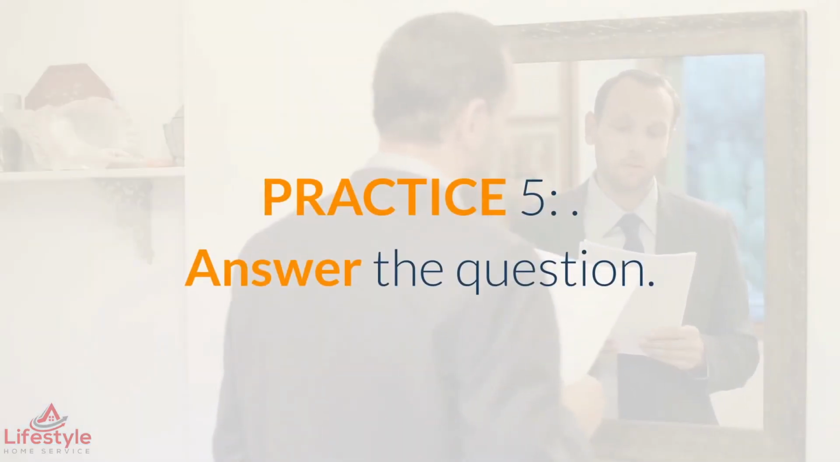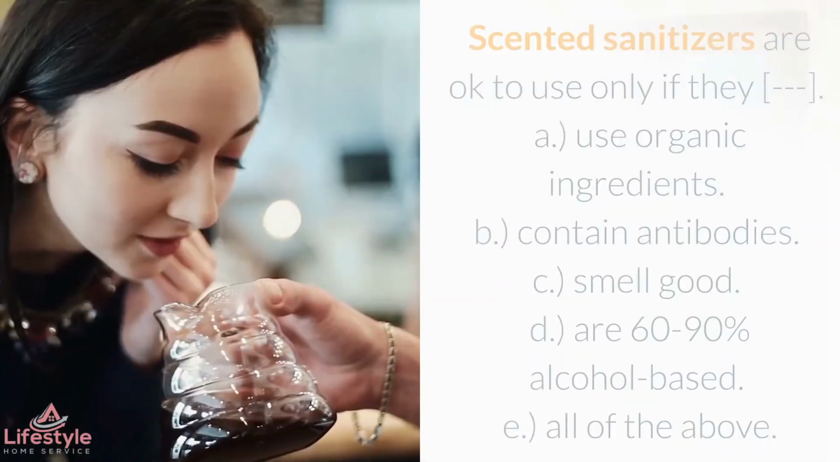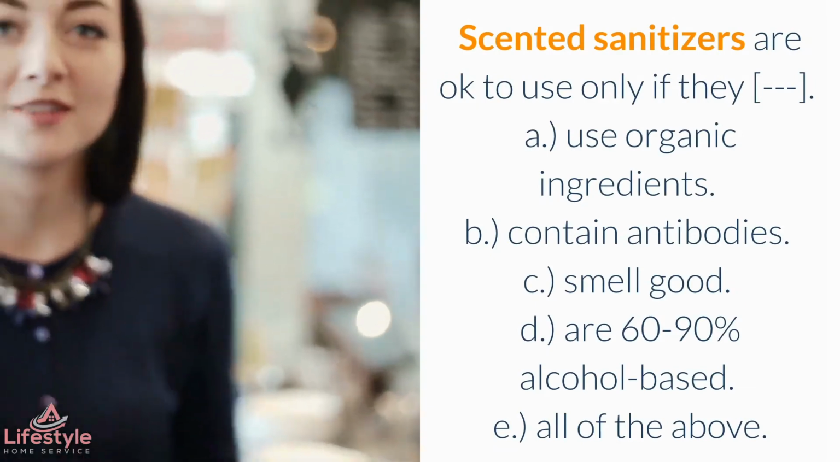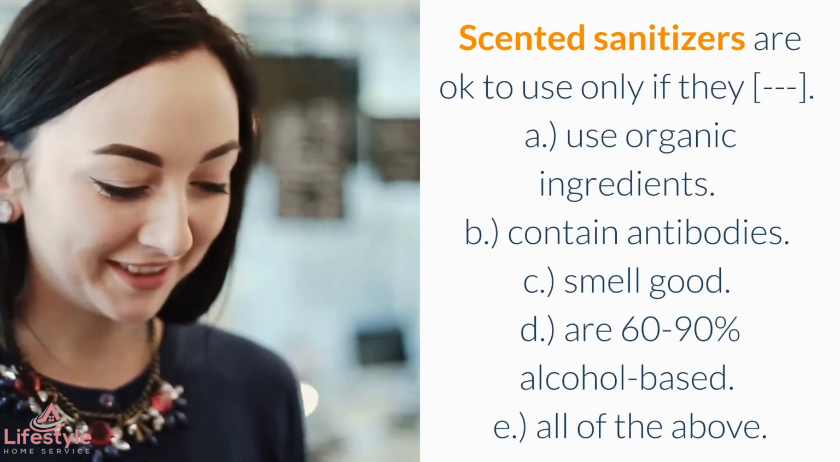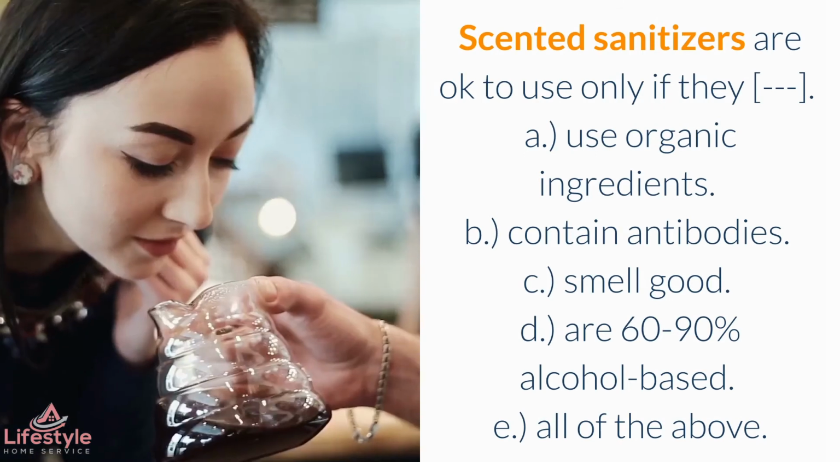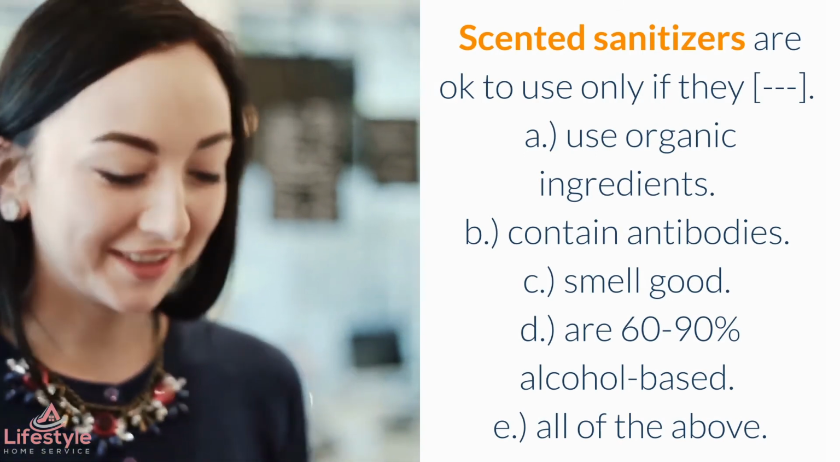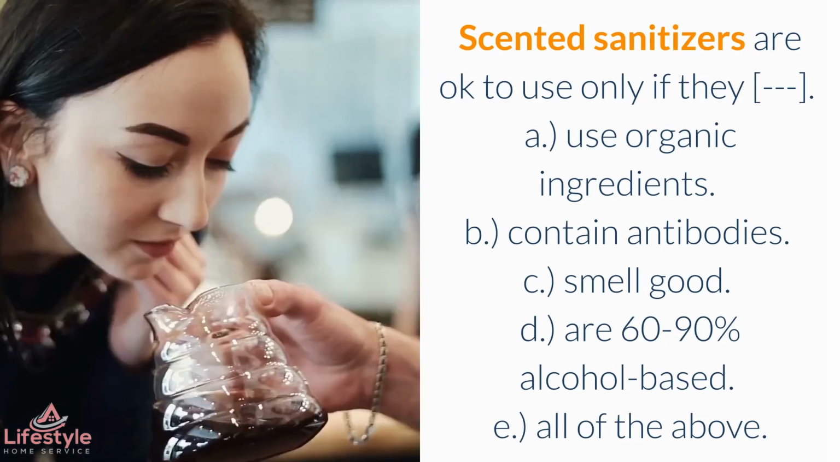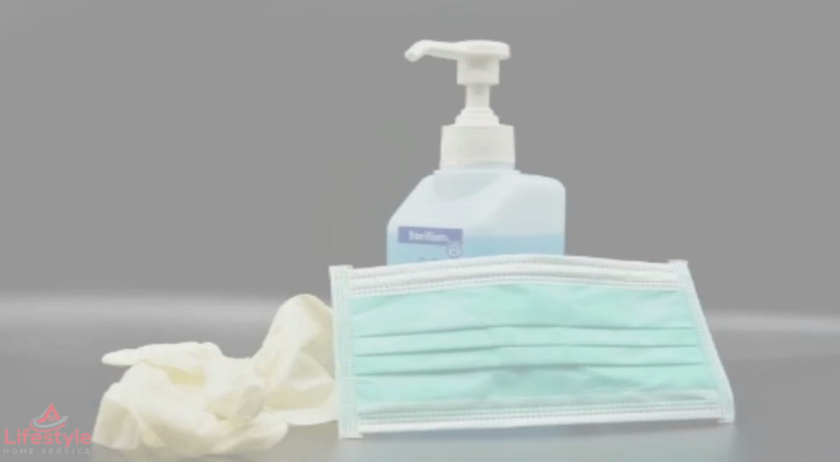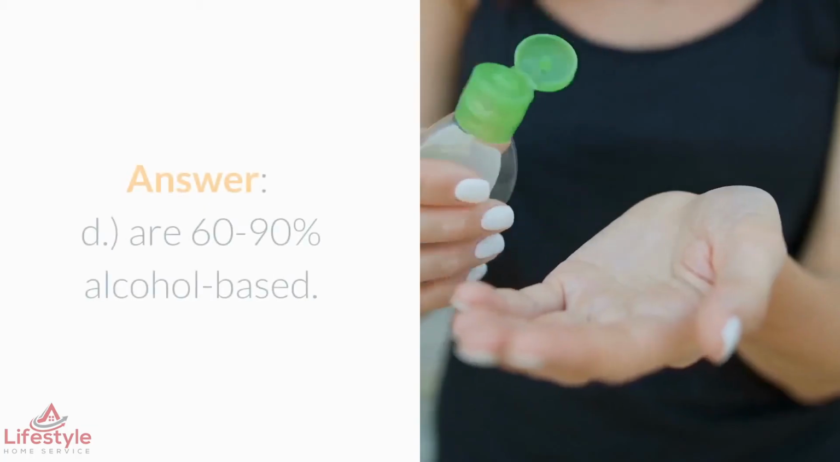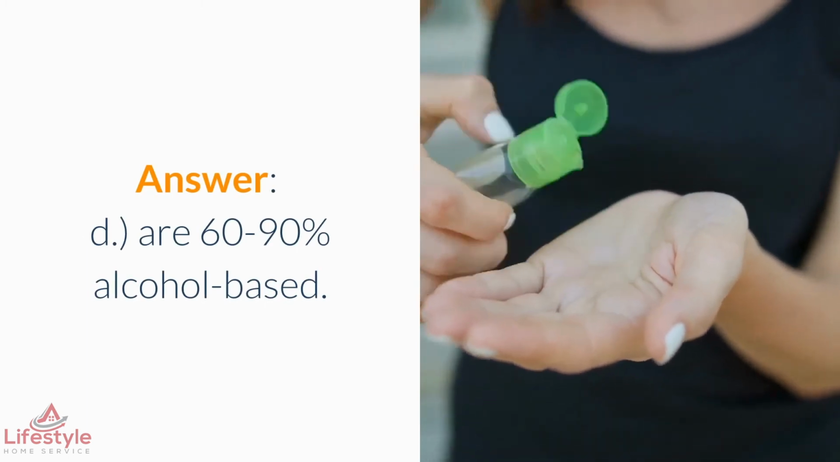Practice 5. Answer the question. Scented sanitizers are okay to use only if they A, use organic ingredients. B, contain antibodies. C, smell good. D, are 60 to 90% alcohol-based. E, all of the above. Answer, D, are 60 to 90% alcohol-based.